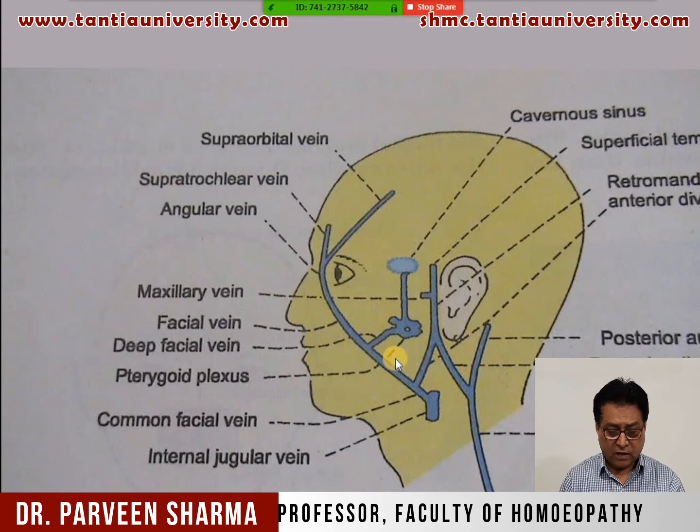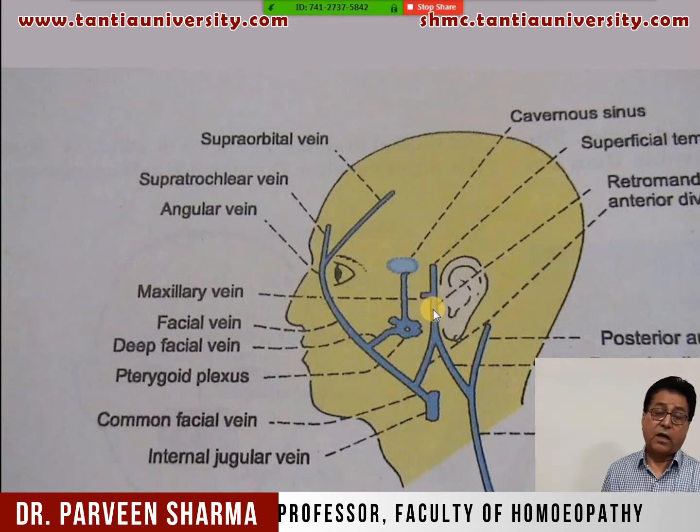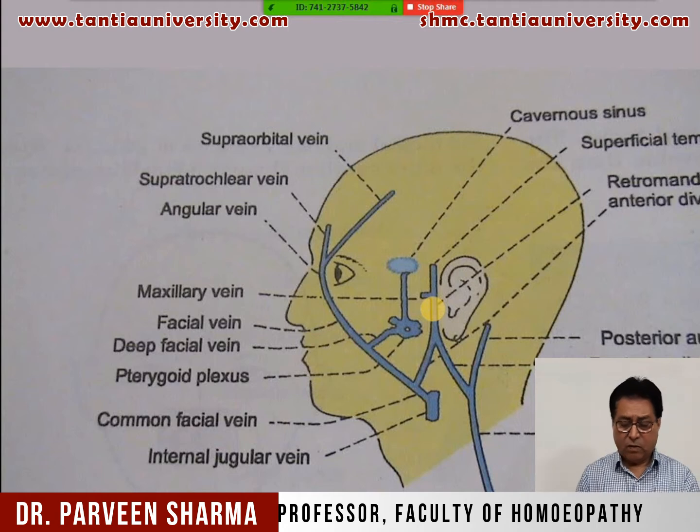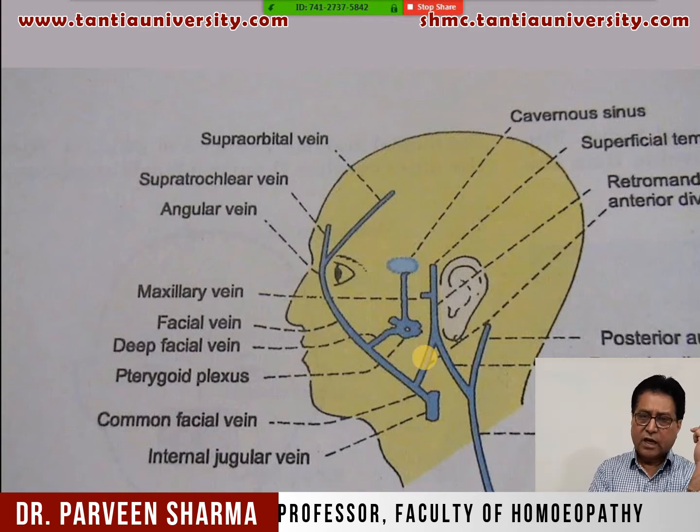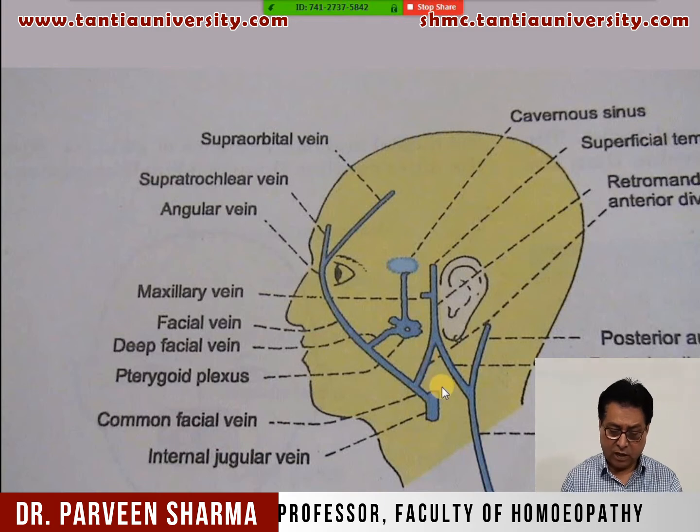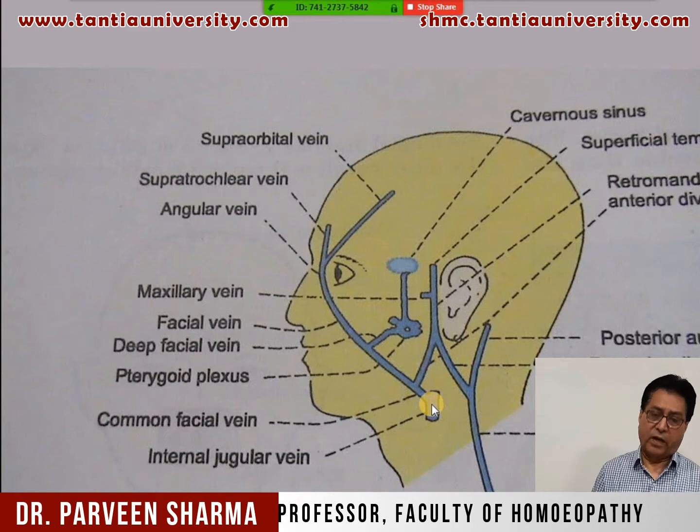The facial vein, here if you see in front of the ear, you have this one. Okay, this is superficial temporal vein, this is maxillary vein. The superficial temporal vein and maxillary vein, they unite to form retromandibular vein. The retromandibular vein has anterior division and posterior division. The anterior division of retromandibular vein and the facial vein, they unite to form common facial vein. You can make out it here, common facial vein, which terminates into internal jugular vein.